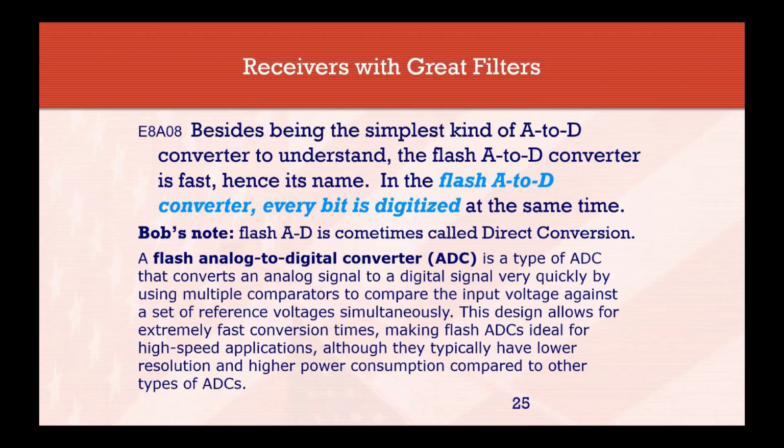Design allows for extremely fast conversion time, making flash ADCs ideal for high-speed applications, although they typically have lower resolution and higher power consumption than other types. The flash A to D is sometimes used today, called direct conversion, when it's used at the front end of the receiver. The RF coming in is actually digitized right then rather than being down converted first, because these flash A to D converters are now fast enough that they can actually deal with the RF frequencies that are coming in, especially the HF world.